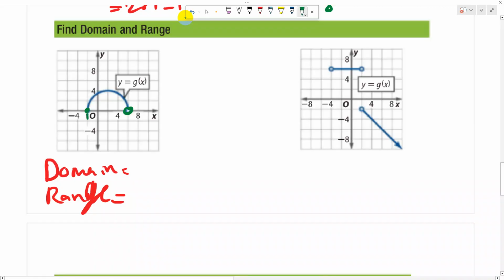So it starts with -2 and ends with 6, so you will say this is -2 till 6. -2 is a shaded circle, so make it a square bracket. 6 is an empty circle, so you will make it a rounded bracket.